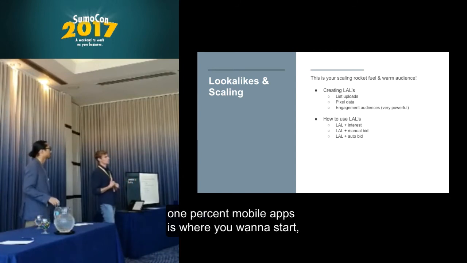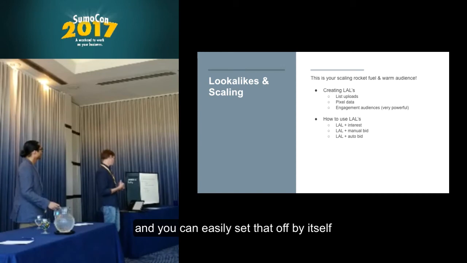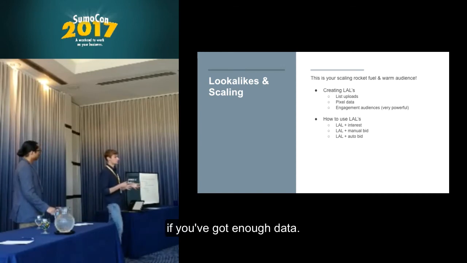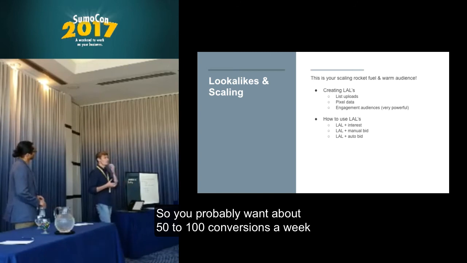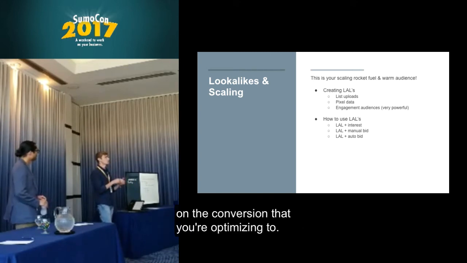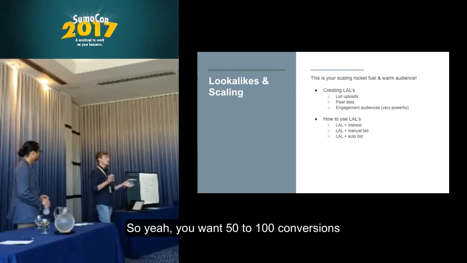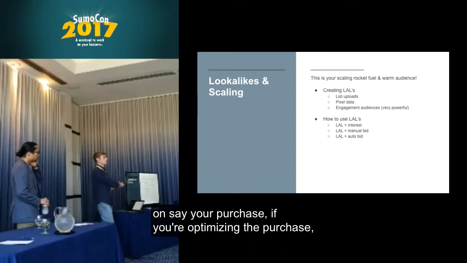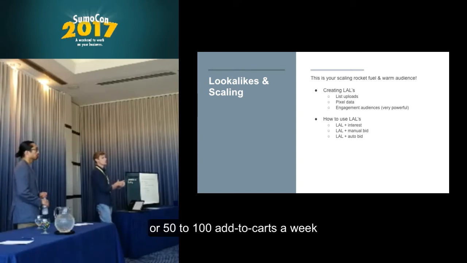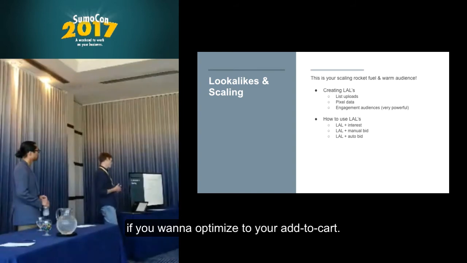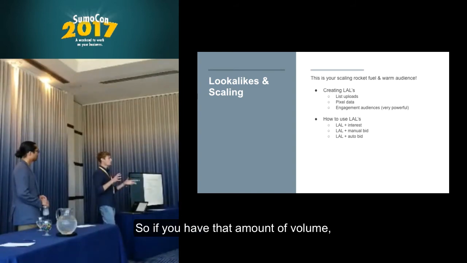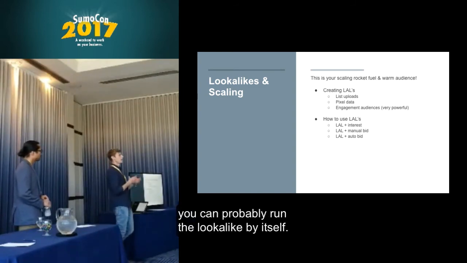1% lookalikes is where you want to start, and you can easily set that up by itself if you've got enough data. So you probably want about 50 to 100 conversions a week on the conversion that you're optimizing to. That's right, isn't it? So yeah, you want 50 to 100 conversions on, say, your purchase, if you're optimizing the purchase, or 50 to 100 add to carts a week if you want to optimize to your add to cart. If you have that amount of volume, you can probably run the lookalike by itself.